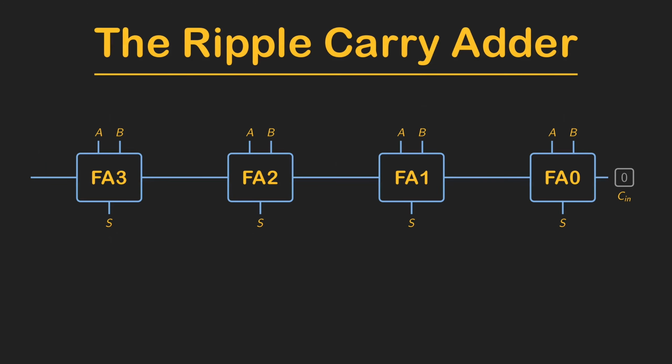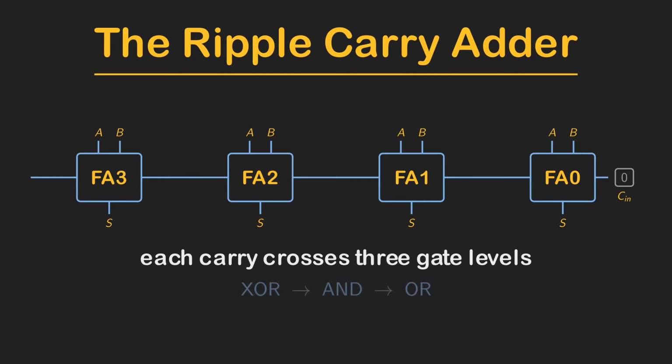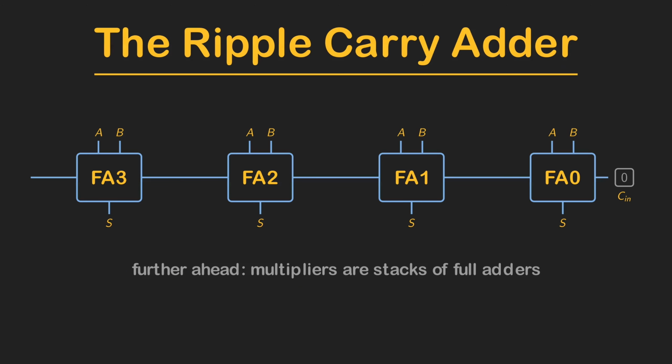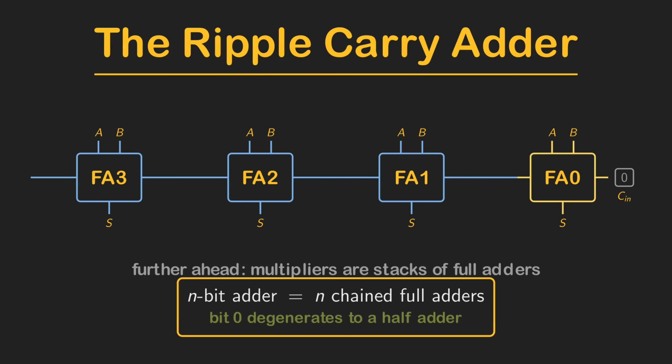One sentence about the future. Each stage's carry must cross 3 gate levels, an XOR, then an AND, then an OR. So an n-bit ripple adder slows down in proportion to n. That problem is called carry propagation. Its solution, the carry look-ahead adder, is the next lesson. And further ahead, multipliers are built from stacks of these same full adders. But the takeaway: an n-bit adder is n chained full adders, and bit 0 degenerates to a half adder.